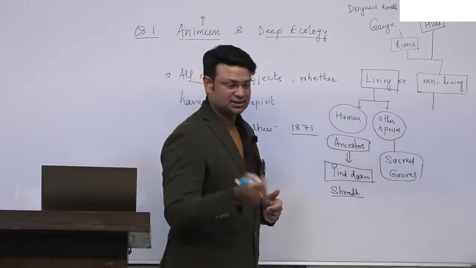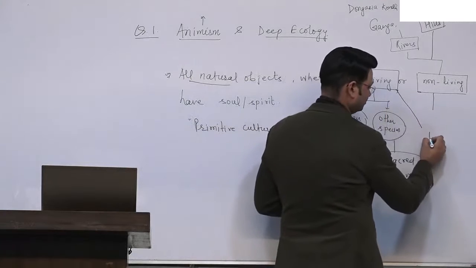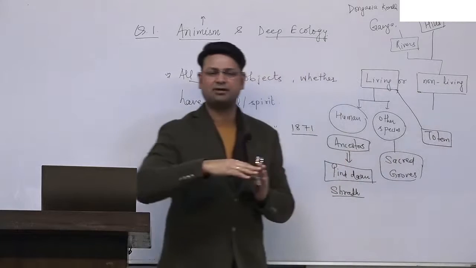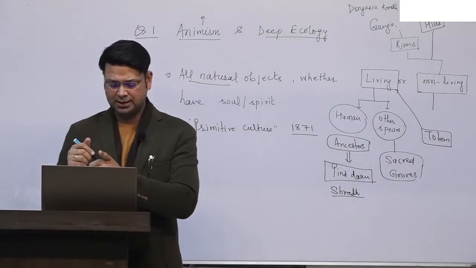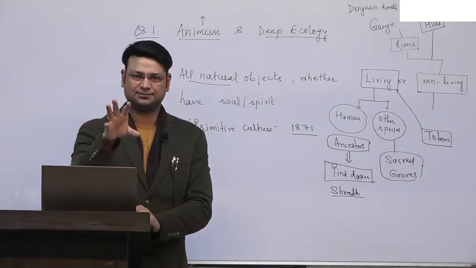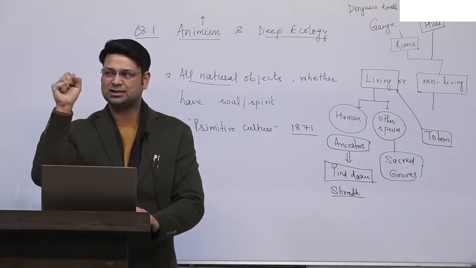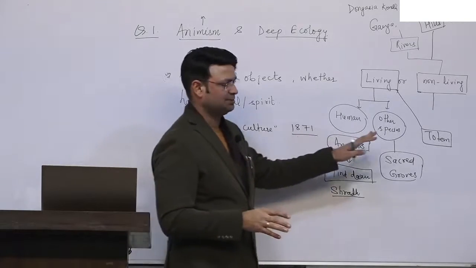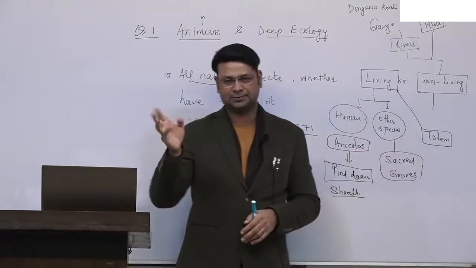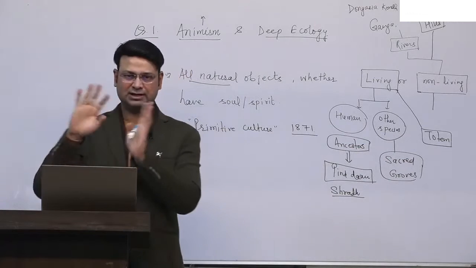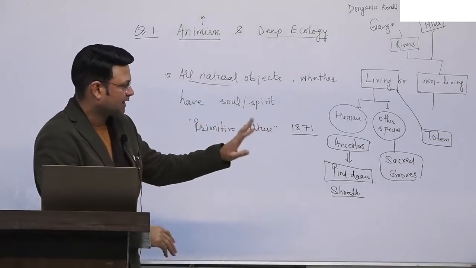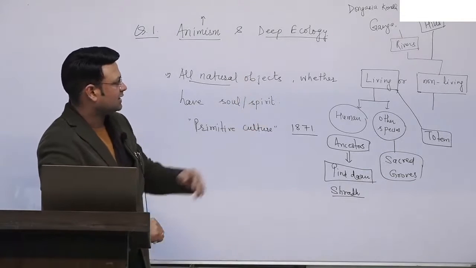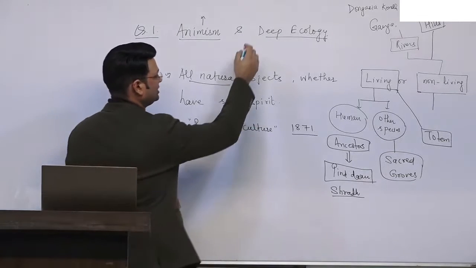Then you can see this kind of totemism, right? The belief in totemism is also a variant, although it is different, but there also we consider that this is something auspicious. Don't get confused with totemism, I'm just giving you a hint. That is a separate form of belief. It has its own principles and rules, but for your understanding I'm just telling you. Okay, so these are the things. Now we come to the second concept. What is deep ecology?